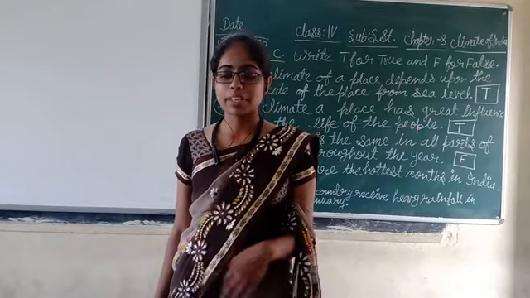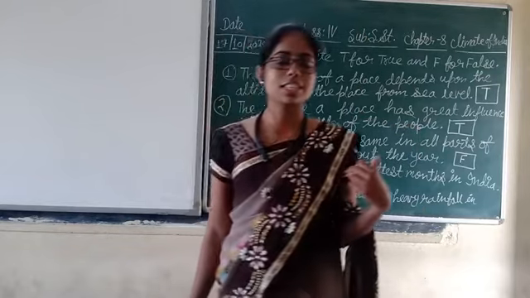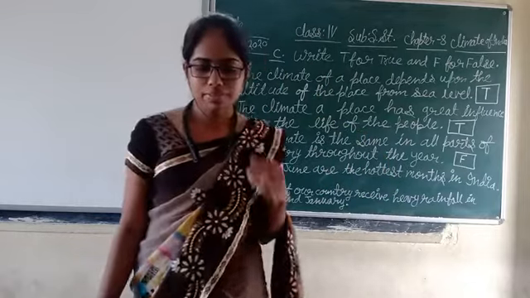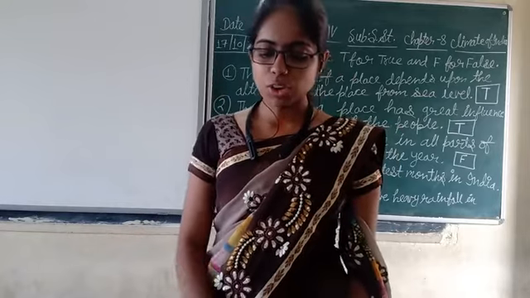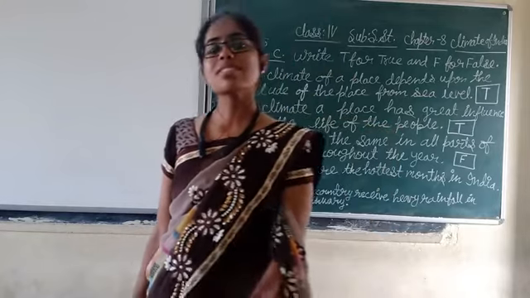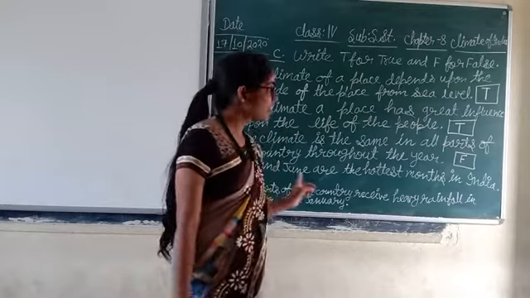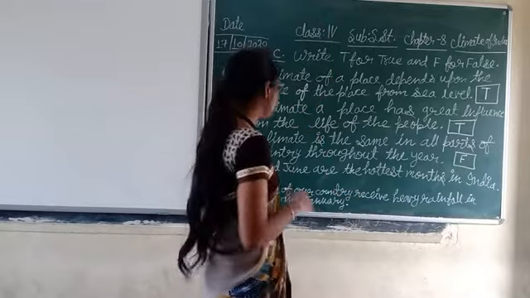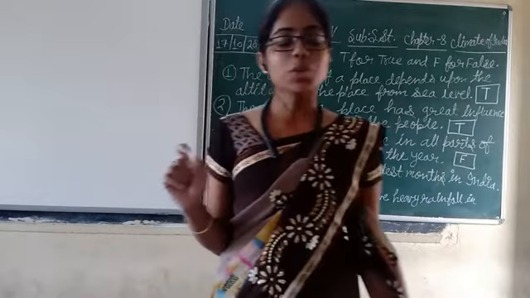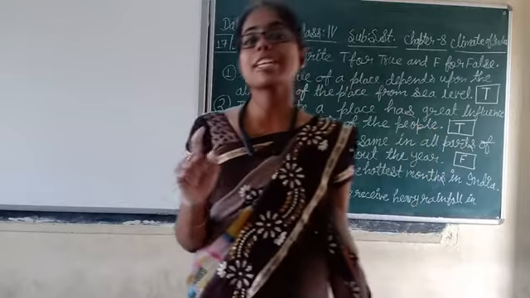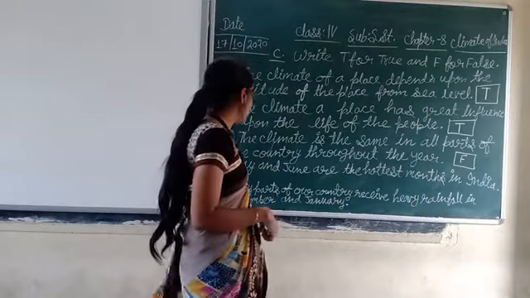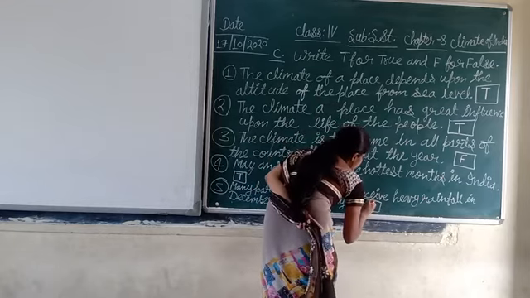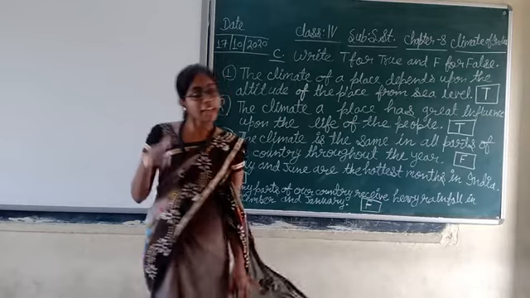South India experience little rainfall in the northeast monsoon. Sorry. This is true or false? This is false because South India gets rainfall in which month? Due to northeast monsoon, South India gets rainfall in October and November, not in December and January. So this statement is false, and for false we have to write F.